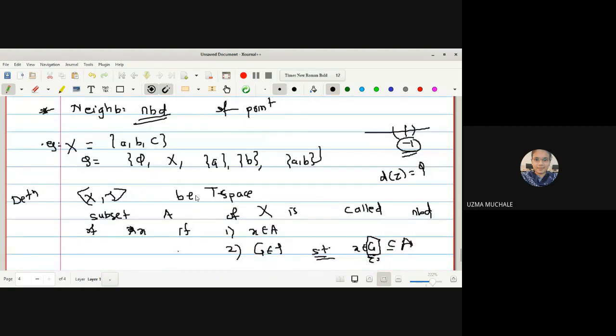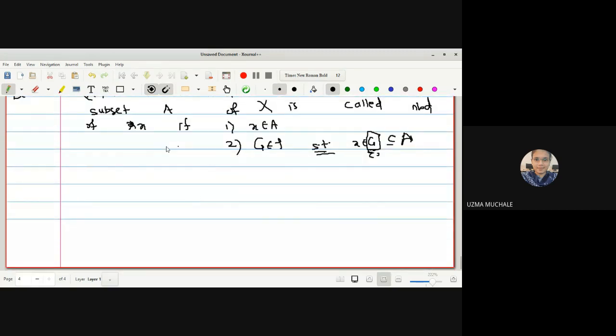The example which we have written is X equals {a, b, c}, tau equals {phi, X, {a}, {b}, {a, b}}. Now let me find out the neighborhood of singleton a. Rather, we will find out for all the subsets of it. First, we will find out what is the neighborhood of singleton a. A is a subset of X, so I can say capital A to be singleton a, which is a subset of X. What is your X? X is a, b, c.